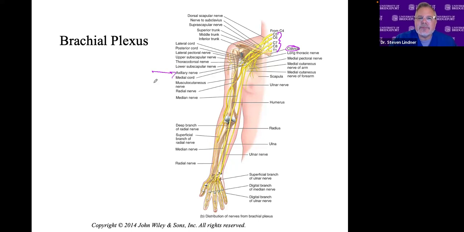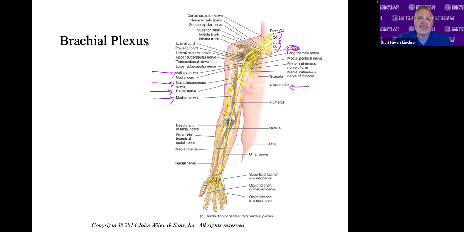Axillary nerve, musculocutaneous nerve, radial nerve, median nerve. One, and I am missing 1, 2, 3. I think I am missing one. Let's see. Musculocutaneous, radial, median. Maybe we got them all. 1, 2. Nope, I'm missing one. Where is it? The ulnar nerve. There it is. It's on this side.